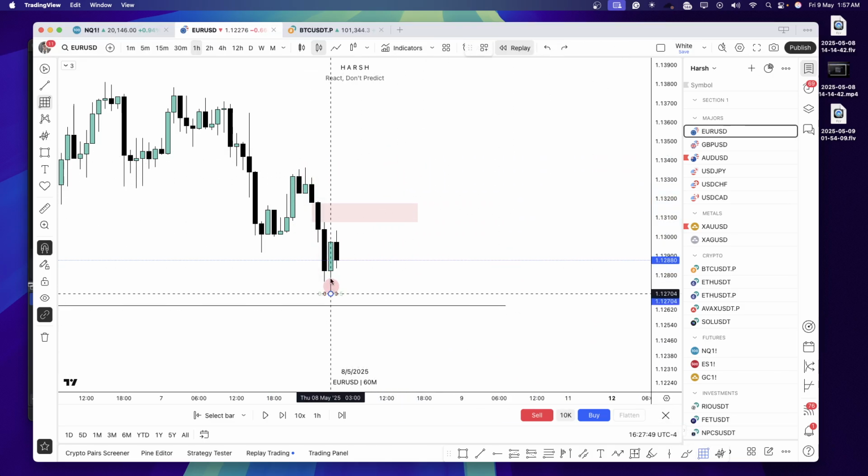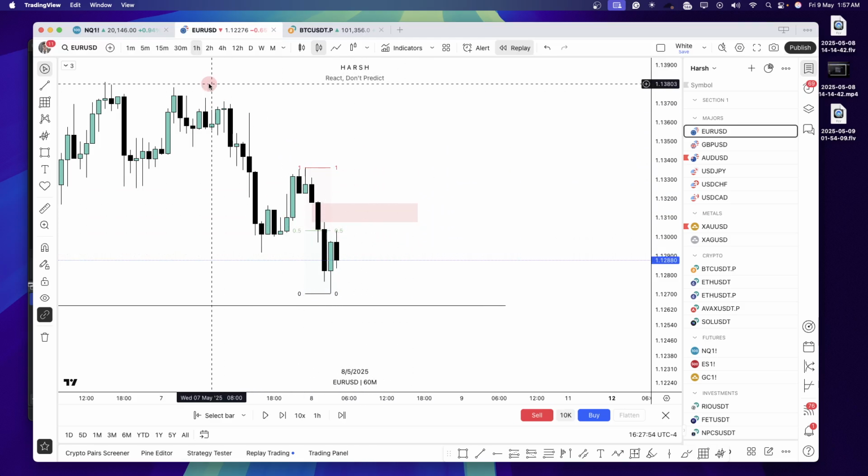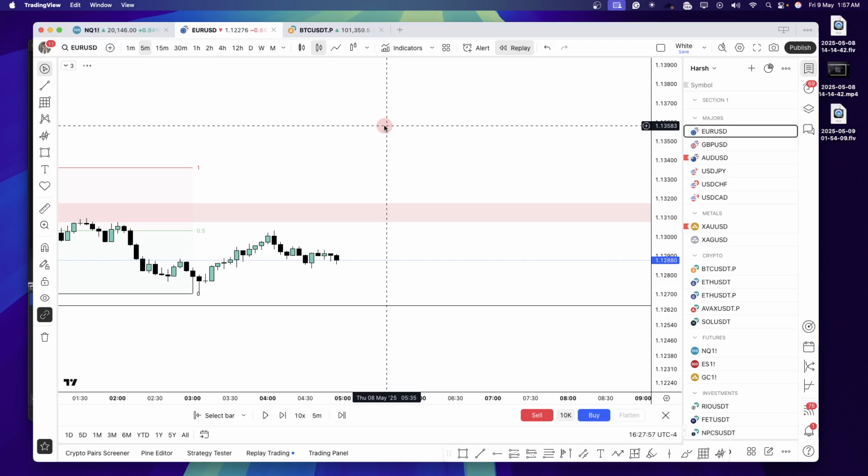So you can see this fair value gap is in a premium zone here, making it a high probability POI to short. Okay, now we will move to the M5 to trade.